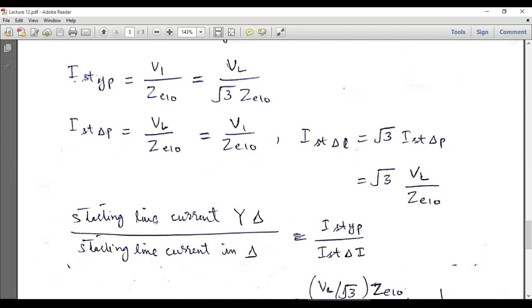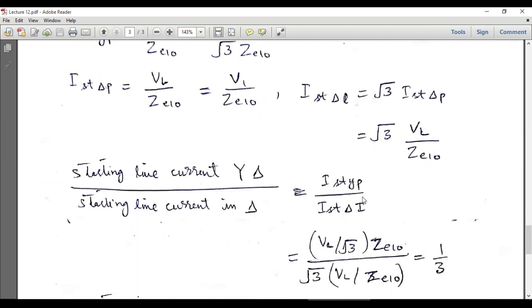So now the starting line current using a star delta switch divided by starting line current in delta mode is equal to starting phase current or line current. They will be same in star connection, divided by starting current in delta connection. So this is actually I delta L, the line current in delta mode. So this is VL divided by square root 3 into impedance.